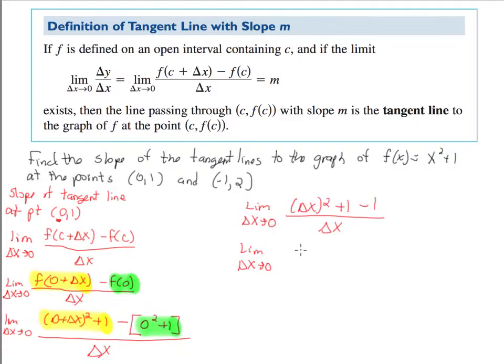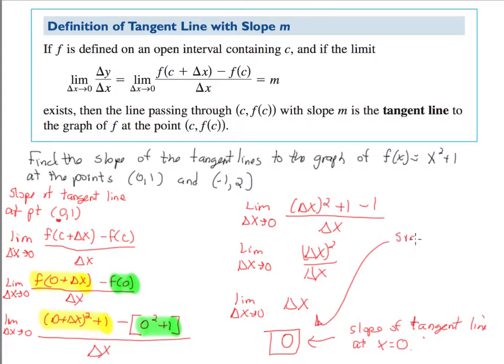After expanding and simplifying, we end up with delta x quantity squared divided by delta x. Then I have a greatest common factor of delta x, so I can cancel that out. That leaves me with the limit as delta x goes to 0 of delta x. Now I'm going to do direct substitution, replacing every delta x with 0. The slope of the tangent line at the point 0, 1 is 0.